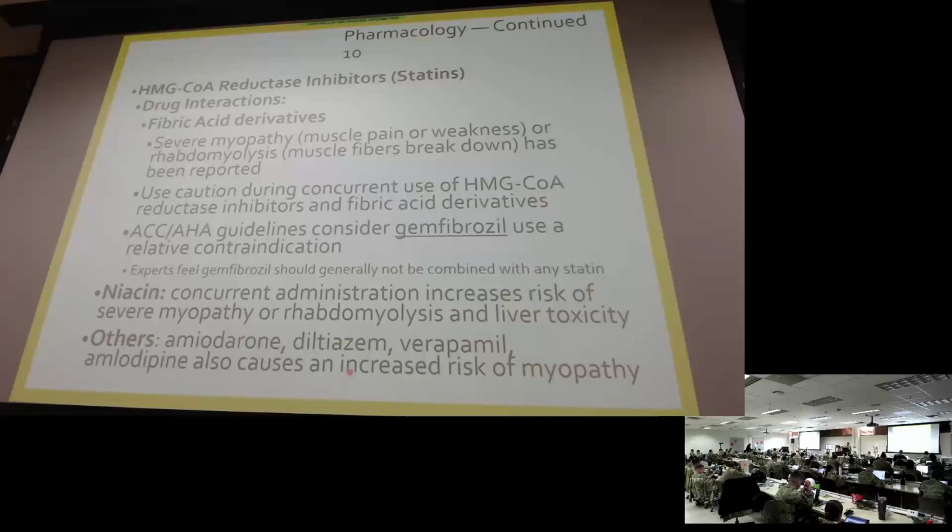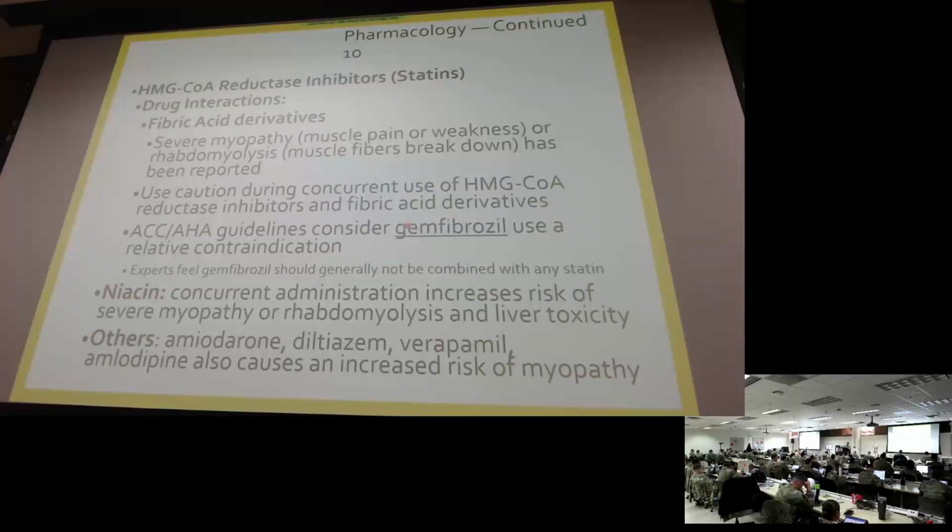Here are some of your other medications that we have on board. So your verapamil, diltiazem, amiodarone. We're going to talk about these when we look at arrhythmias tomorrow. Amlodipine. These are things that can also, again, in conjunction with the statin, increase the risk of myopathy. Does that mean that it's going to happen? No. Does that mean that it can happen? Absolutely. Okay? And when you stack on things, you increase the risk of that happening.